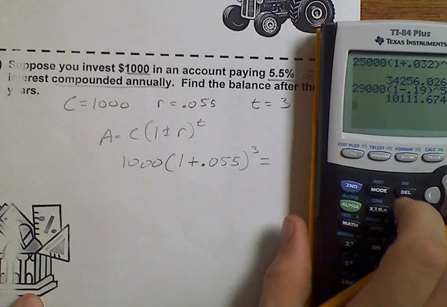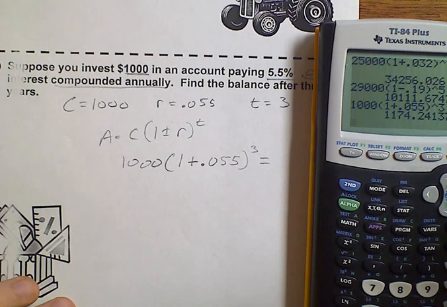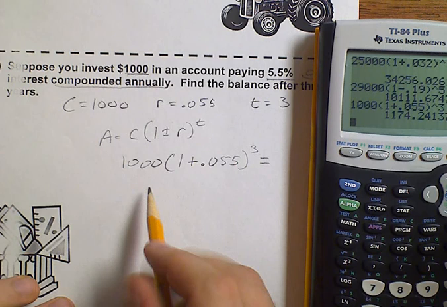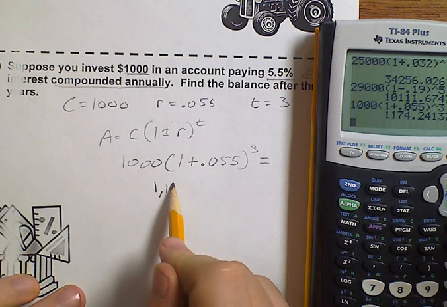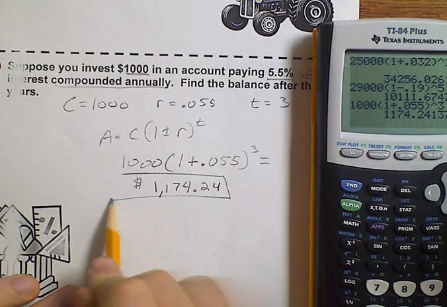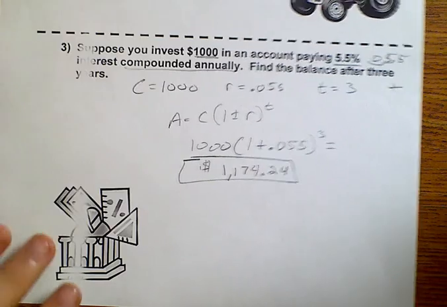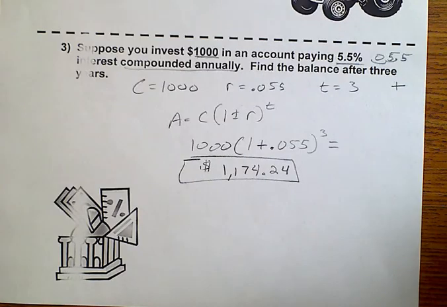We simply type this in the calculator. We enter, and we get that at the end of 3 years, we'll have $1,174.24. Again, since this is money, we do 2 decimal places, and the 1 does not round up to 4. So this is an extremely easy assignment. All you're doing is plugging numbers into the formula and then typing that formula into the calculator.